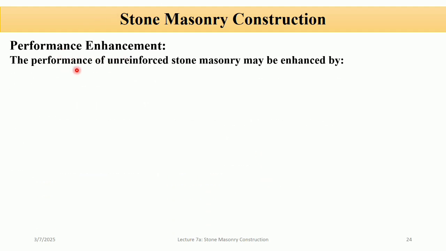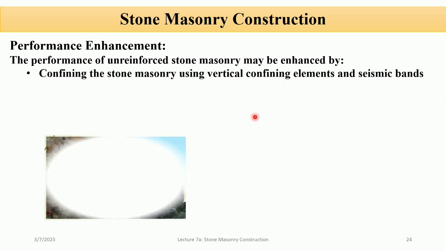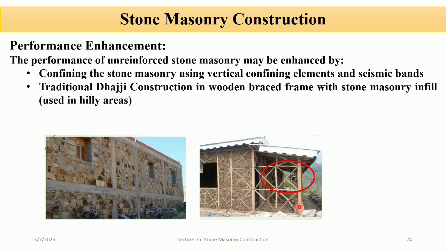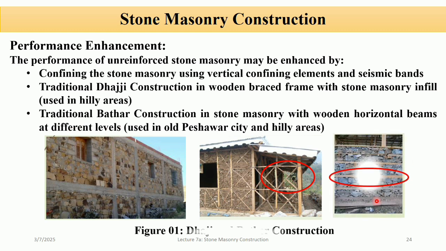Performance enhancements. The performance of unreinforced stone masonry may be enhanced by confining the stone masonry using vertical confining elements and seismic bands. You can see in this figure the traditional construction and wooden braced frame with stone masonry infill used in hilly areas. Vertical wooden frames or beams and columns are provided to enhance the performance of a building. There is also stone masonry with wooden horizontal beams at different levels. You can see in this figure that horizontal wooden beams are provided.